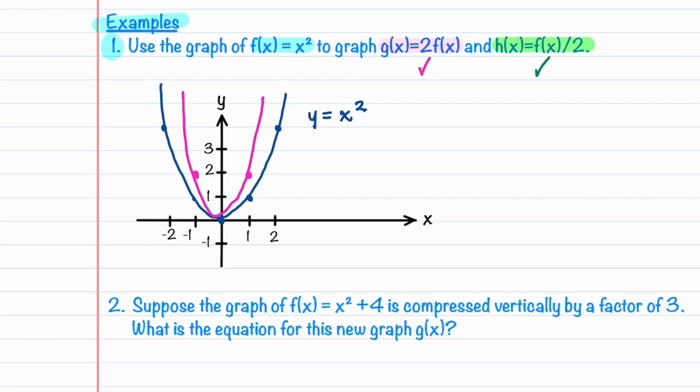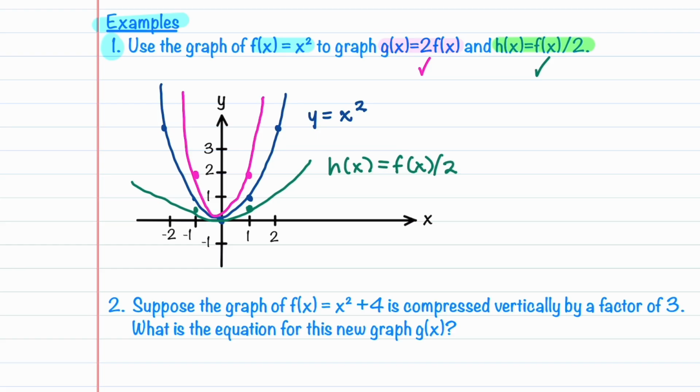Let's now graph h of x. When we divide a function by 2, it compresses the graph vertically by a factor of 2. So our graph, instead of going through the point 1, 1, is going to go through the point 1, 1/2. So it's going to be a wider graph, and it's going to look like this. We'll label this h of x is equal to f of x divided by 2.